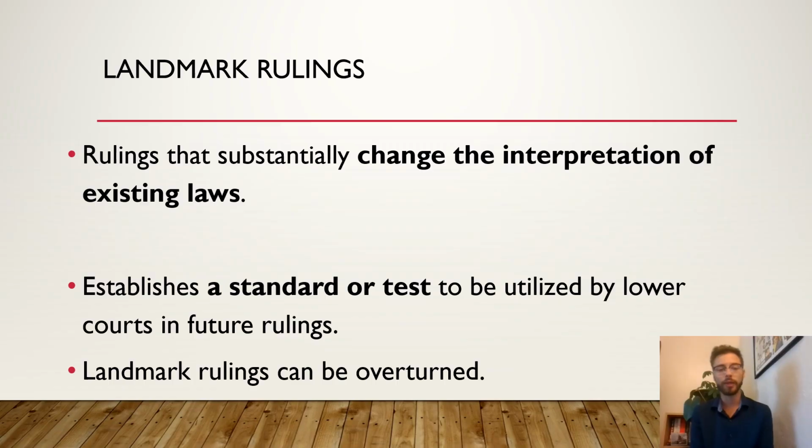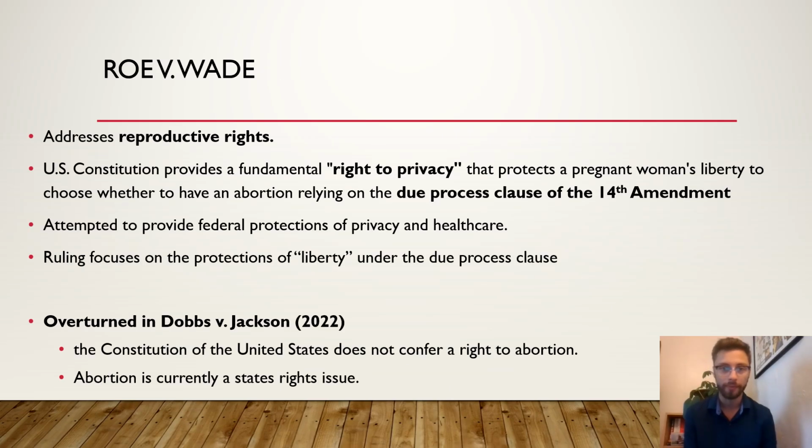So, when our Supreme Court provides a ruling that significantly changes the interpretation of existing laws, we see that as a landmark ruling. We're going to go through a couple landmark rulings in the next few slides, but we understand them simply as rulings provided by our Supreme Court that have a lasting impact and establish a standard or test to be utilized by lower courts in future rulings. We'll talk about some landmark rulings to give you some examples now.